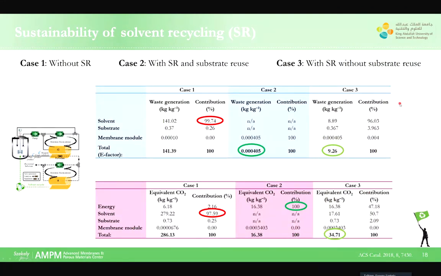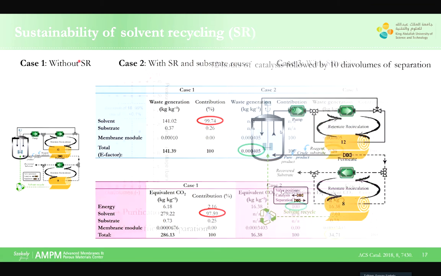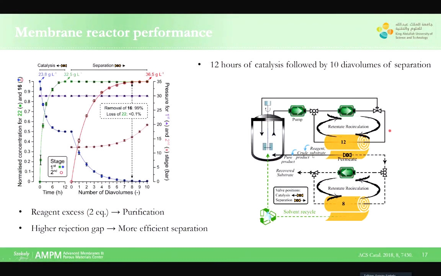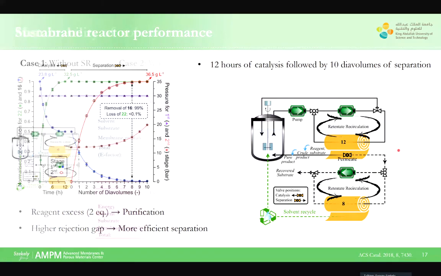But just to conclude here, we compared the sustainability of this reactor with 3 different case studies. Case 1 is when you don't apply the solvent recovery stage. So that's basically only the top part of this scheme. Forget about the second one, the permeate goes to waste.